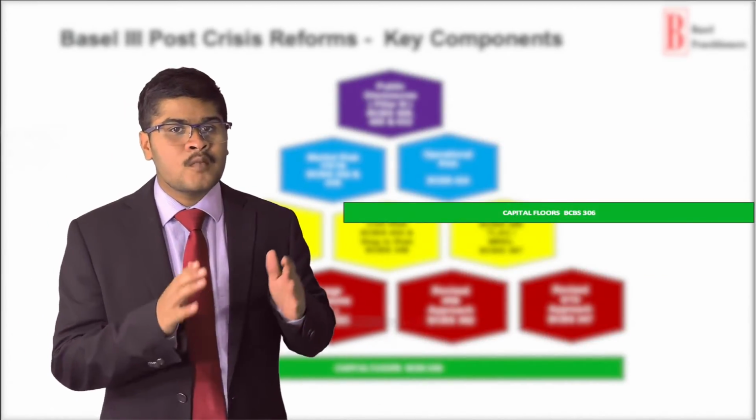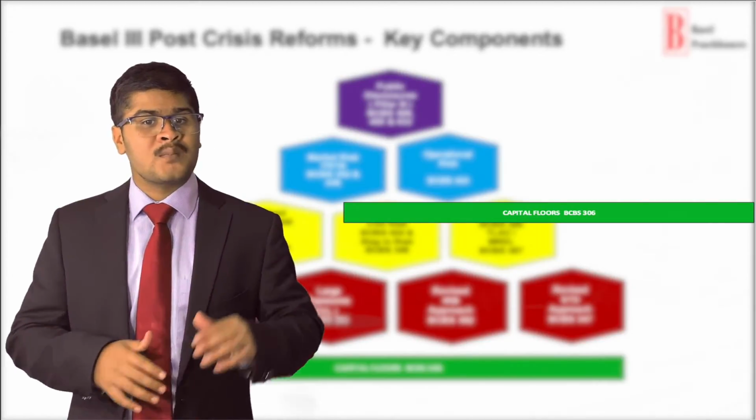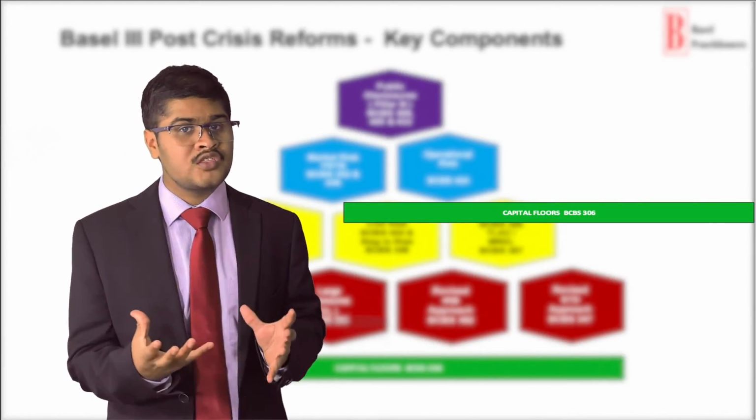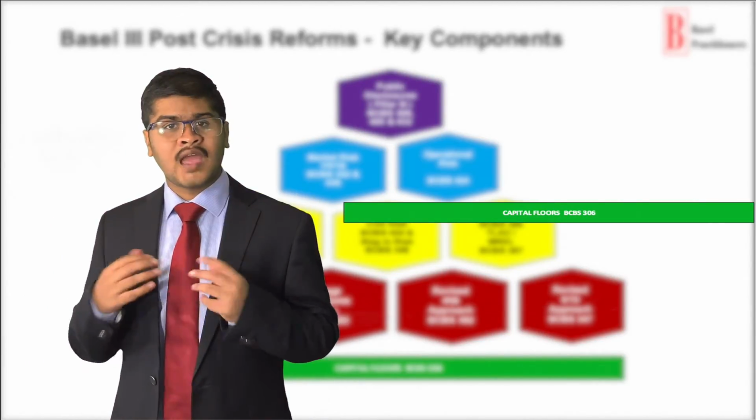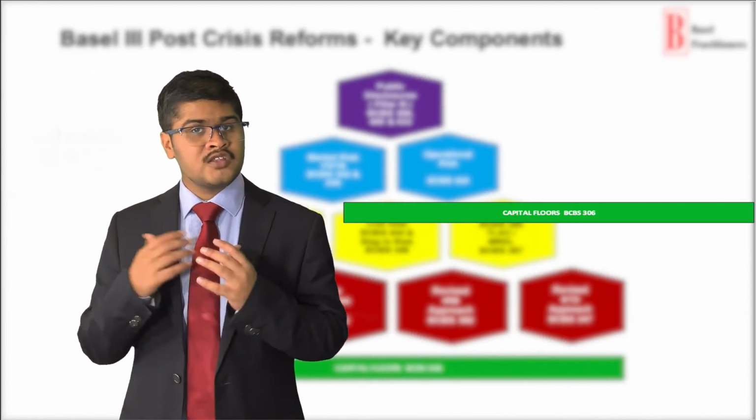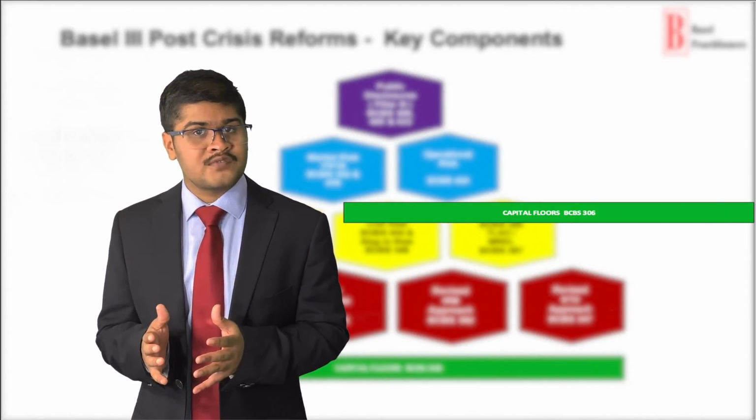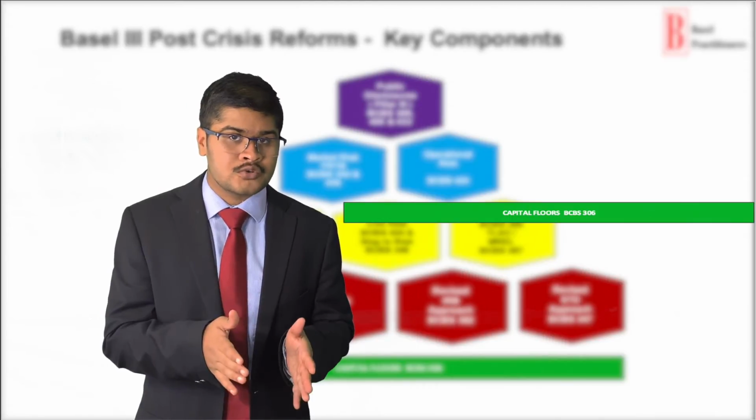RWA using the internal models methods is floored by a percentage of RWA as determined through the standardized approach. The capital floor starts with 50% and eventually will become 72.5% based on the new standardized approach.